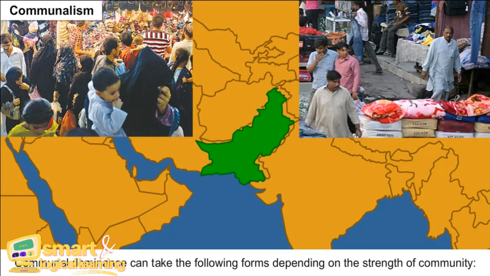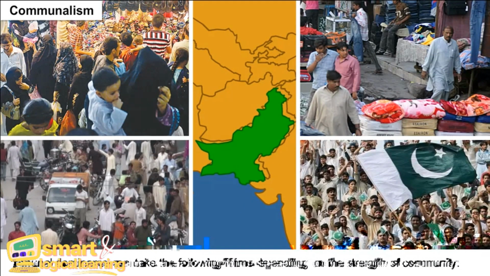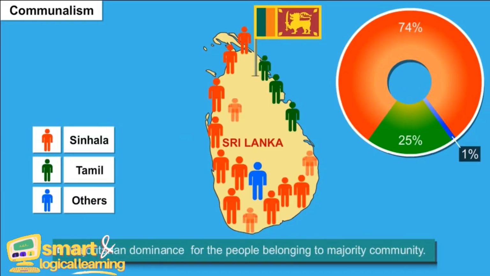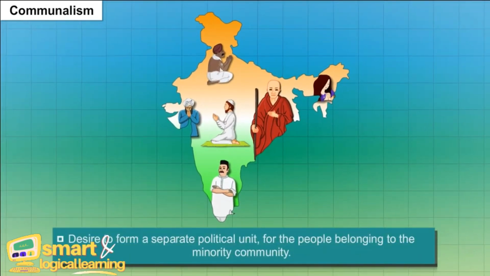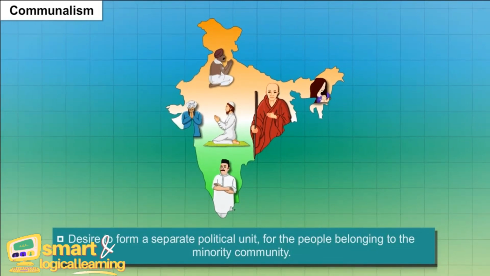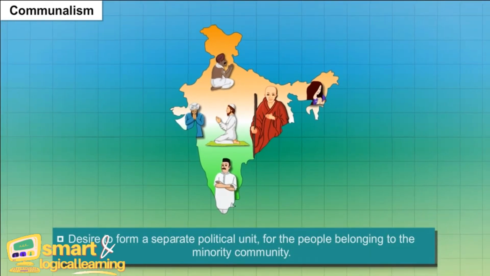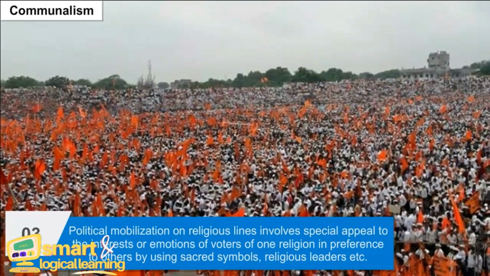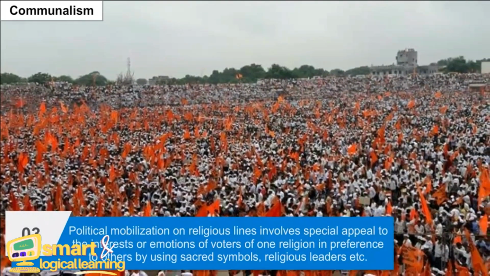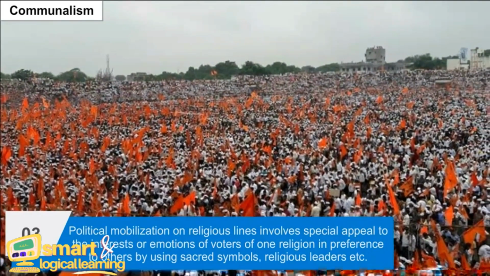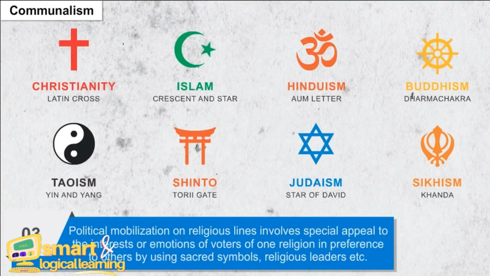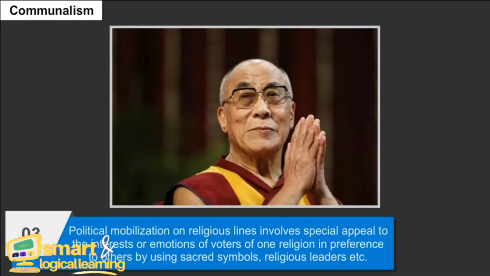Communal dominance can take the following forms depending on the strength of community. Majoritarian dominance for the people belonging to the majority community. Desire to form a separate political unit for the people belonging to the minority community. Political mobilization on religious lines involves special appeal to the interests or emotions of voters of one religion in preference to others by using sacred symbols, religious leaders, etc.